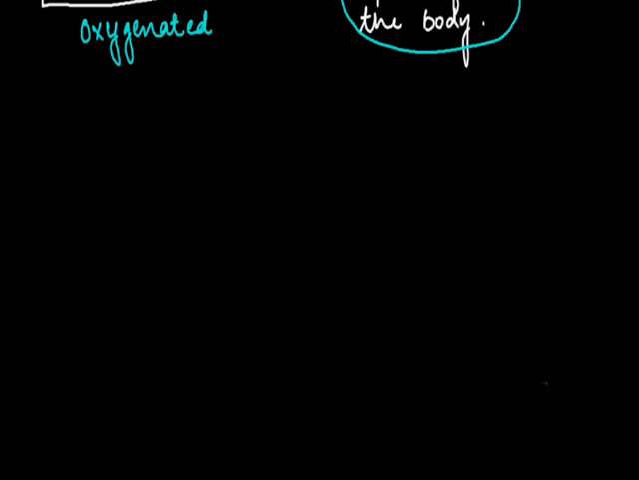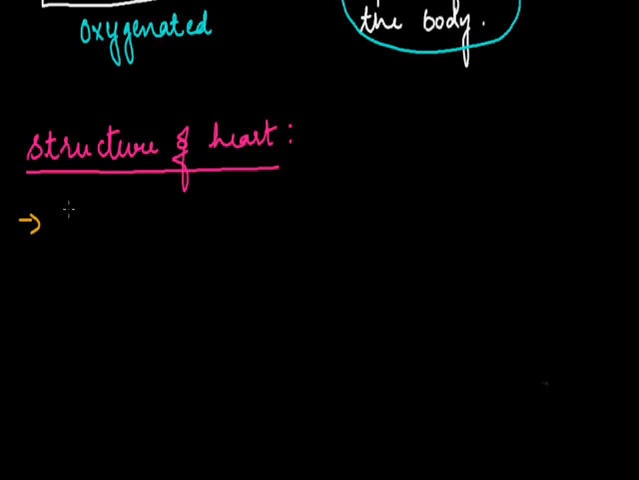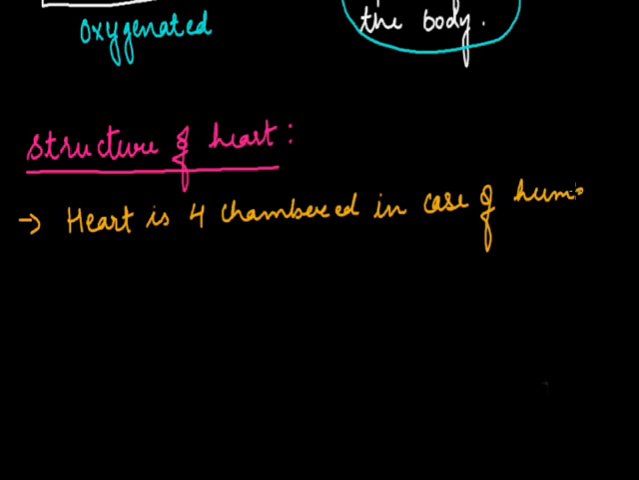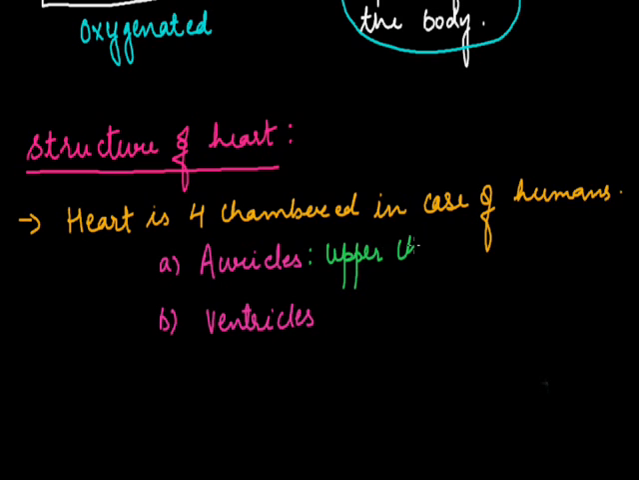Now coming to the structure of the heart. In man, the heart is four-chambered. The chambers are called the auricles and the ventricles. Auricles are the upper chambers and the ventricles are the lower chambers.